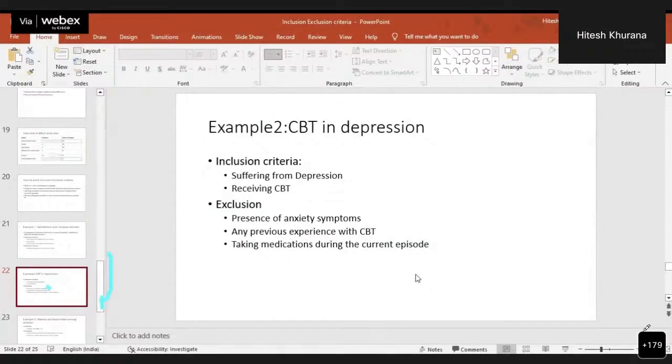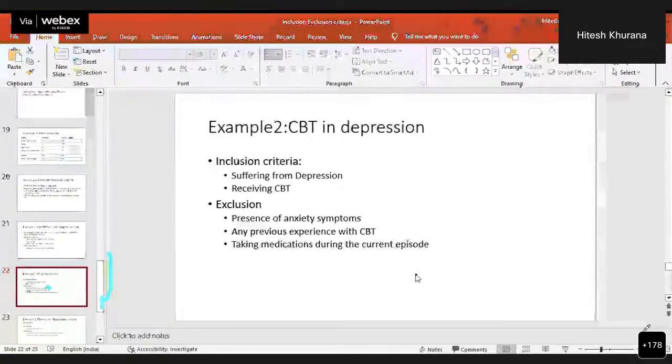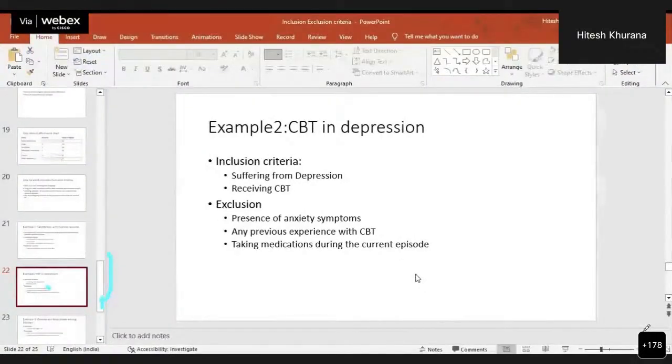Is it the example of CBT in depression? Yes, sir, visible, sir. The researcher wants to make a study of patients who are receiving cognitive behavior therapy in depression, and the inclusion criteria are suffering from depression and receiving CBT. Exclusion criteria are presence of anxiety symptoms, any previous experience with CBT, and taking medication during the current episode. What do you have to say about it? Again, put your statements in the chat box, and I'll be able to comment on that.